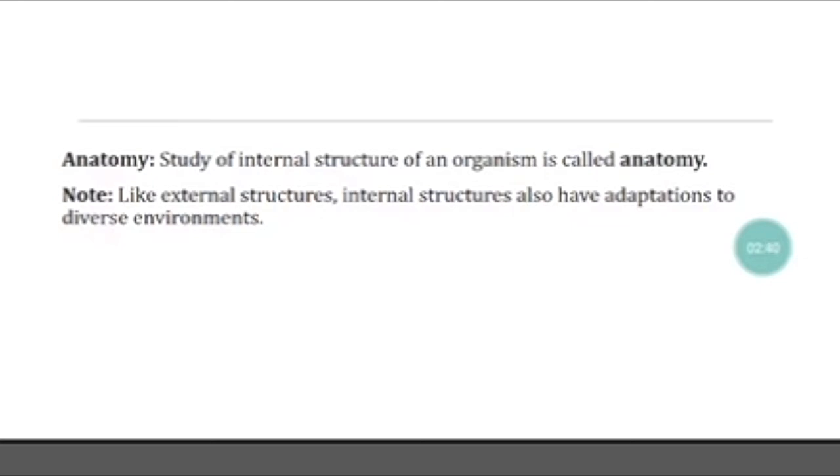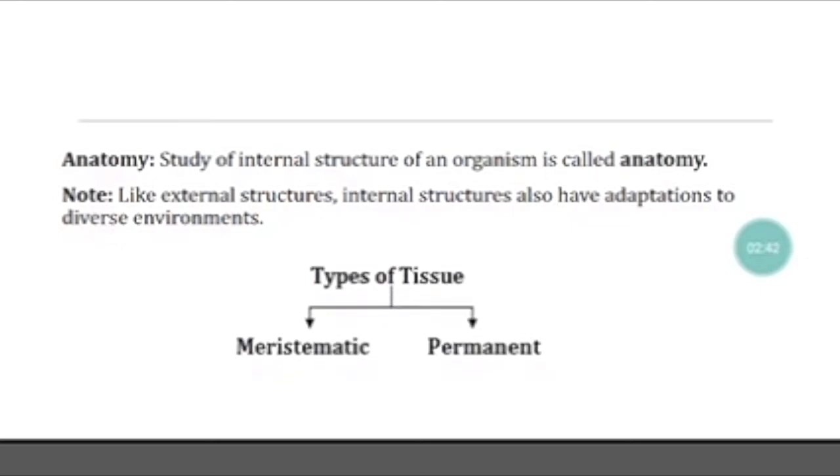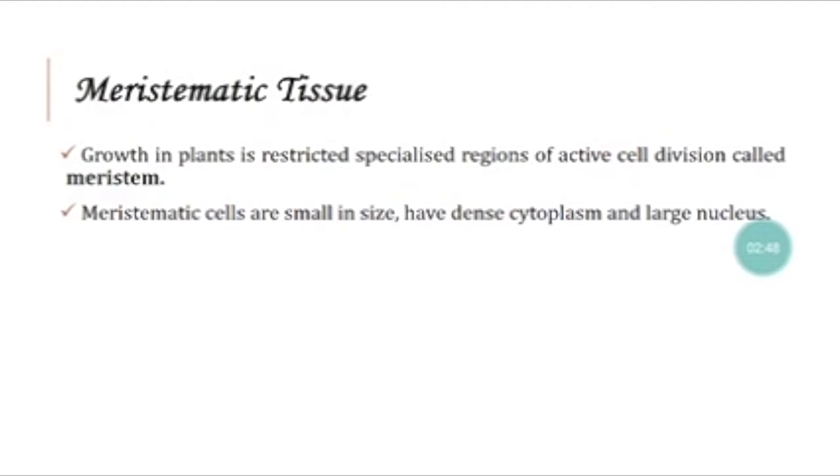So let us see the meristematic tissue first. There are two different types of tissues: meristematic tissue and permanent tissue. The meristematic tissue is also called temporary tissue. Do you agree with this statement? Because the cells are continuously developing, that group of cells is called temporary tissue. So the meristematic tissue is a temporary tissue found in the plant body.